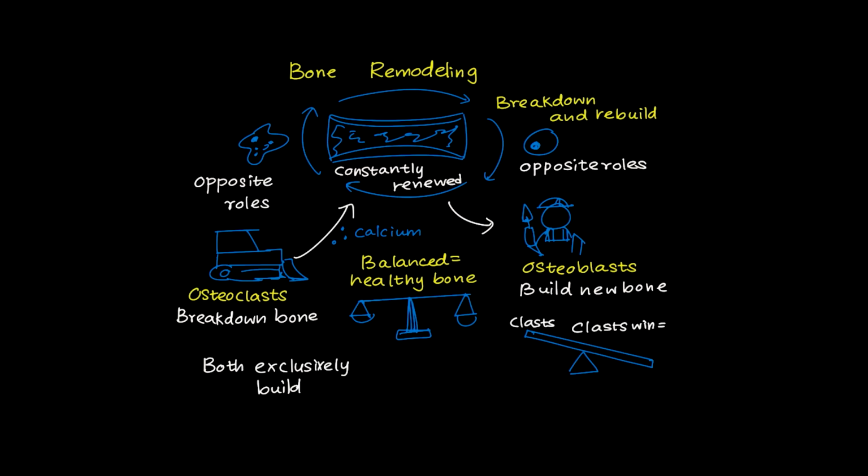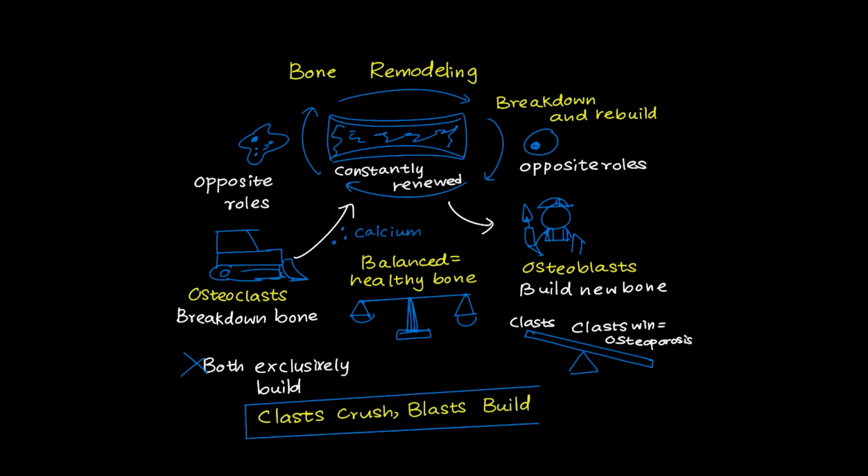Here's a D236 OA exam tip for you. Sort the C and B using clasts crush, blasts build. Osteoclast starts with C for crush. Osteoblast starts with B for build. Clasts crush, blasts build. Never mix them up on test day.